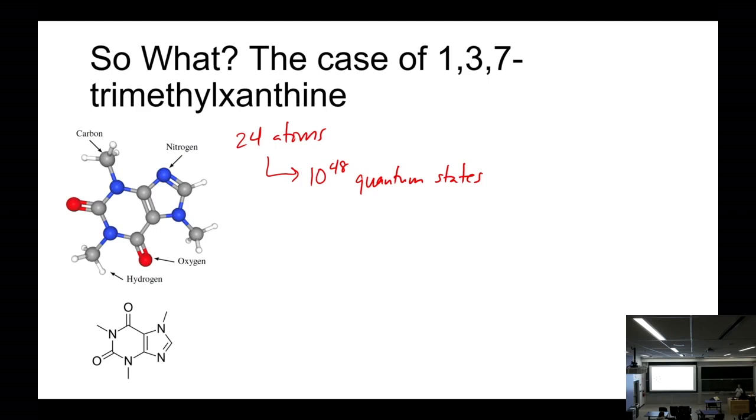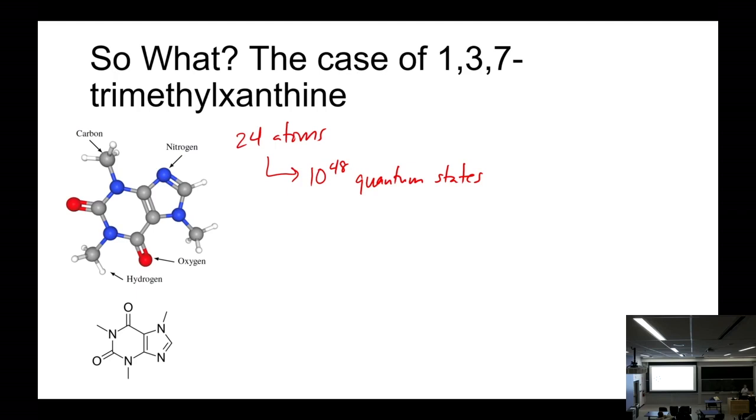So, for example, in our hydrogen atoms, we have a 1s orbital that can hold 2 electrons. So there are two quantum states that we need to consider. And in the minimal basis set that we want to consider representing this as, we're going to have 1 qubit, or 1 bit, for each quantum state. So that's 10 to the 48 bits.